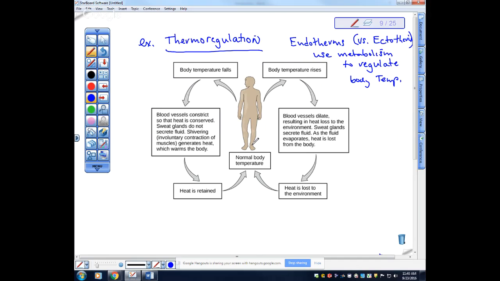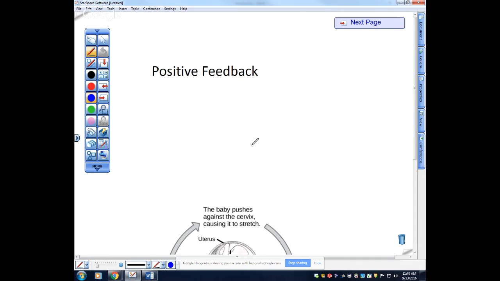If we look at positive feedback in contrast to negative, it's not any better. Actually, we have very few examples of positive feedback in our bodies, and it can also run the system out of control. So this does not promote homeostasis.